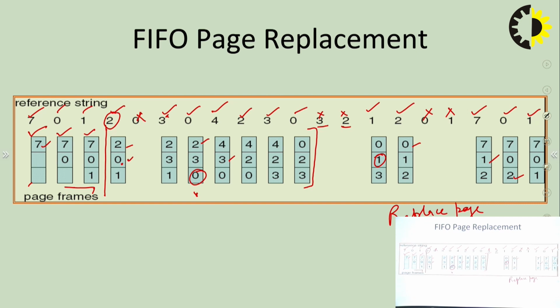So the total number of page faults is going to be 1, 2, 3, then 4, 5, 6, 7, 8, 9, 10, 11, 12, 13, 14, 15. This is my number of page faults. And how will you calculate the page fault rate? Divide this by the total number of references. So this comes out to be 5.